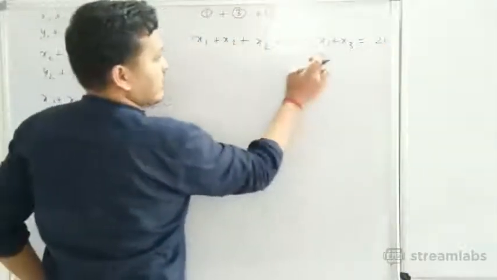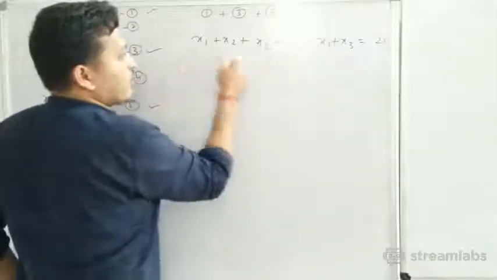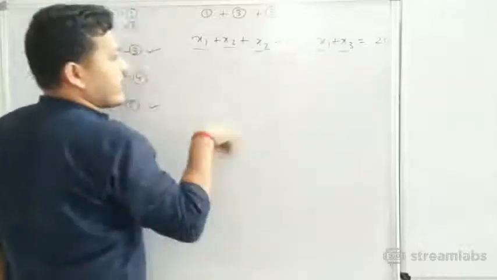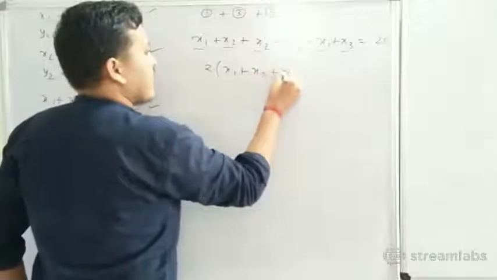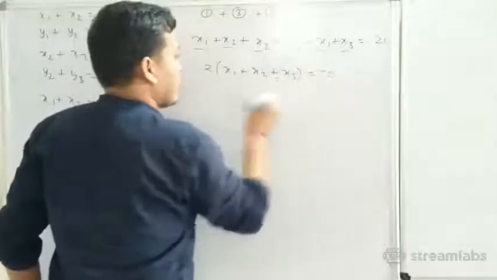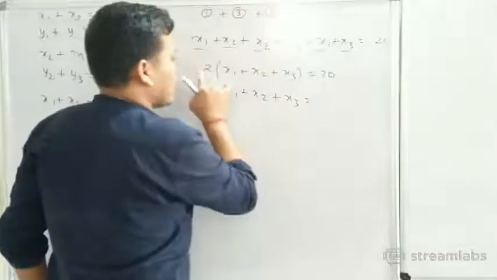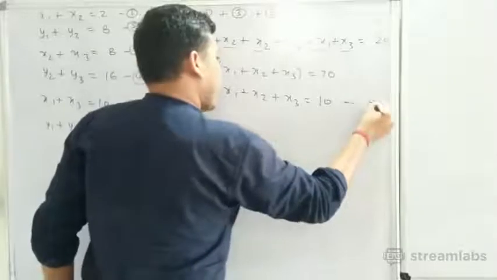Now x1, x2, x3 all are coming 2 times, so 2x1, 2x2 and 2x3. Taking 2 common out, x1 plus x2 plus x3 is equal to 20. So finally x1 plus x2 plus x3 is equal to 20 divided by 2, so 10. Suppose it is our equation number 7.